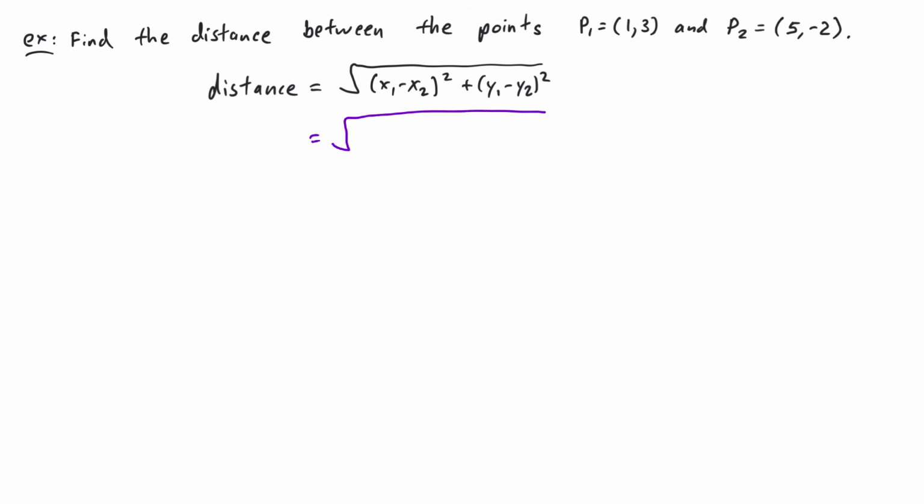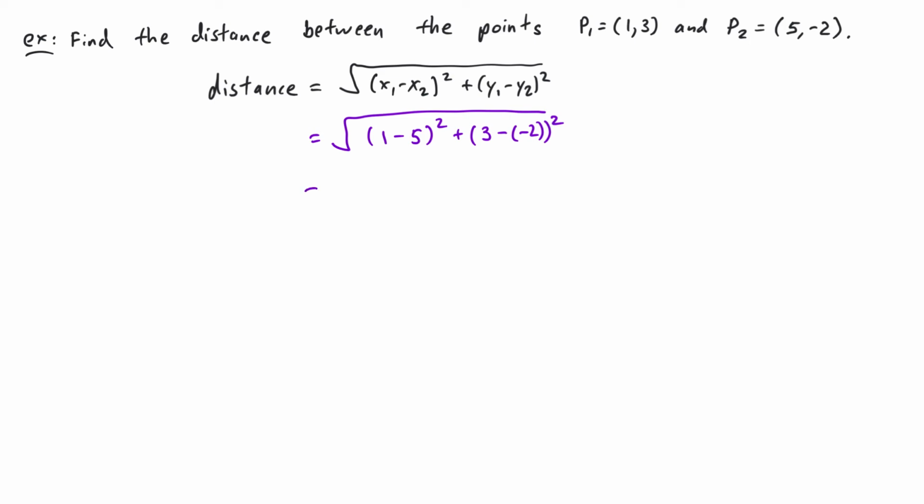We have the square root of x1 minus x2 squared. x1, again, is the first x coordinate, so that's 1. x2 is the second x coordinate, which is 5. So we have 1 minus 5 squared. y1 is the first y coordinate, which in this case is 3, and y2 is the second y coordinate, which is -2. So this gives us 3 minus -2 squared.